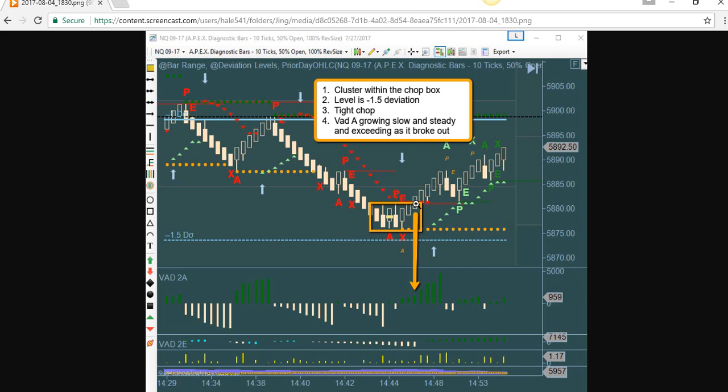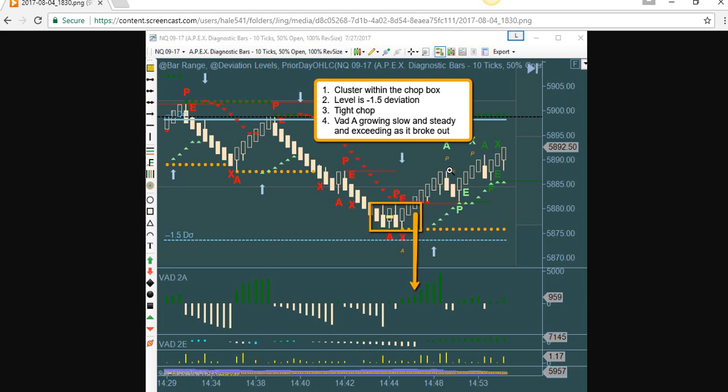When it breaks out, we want the VAD volume in that direction, which is long, up in this case, to exceed the last VAD volume in the chop box of an up close bar. You see that? So we want it to be exceeding as it breaks out of the chop box, and we also want to see that it's building. All right, does that make sense? And so we're putting our order 1 to 3 ticks above that with a stop 20 ticks below that, and we're riding it up.